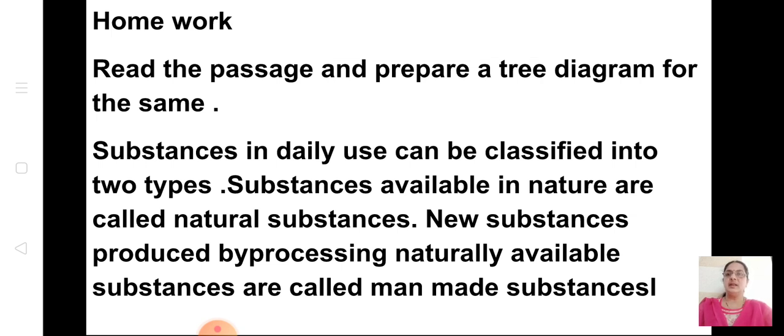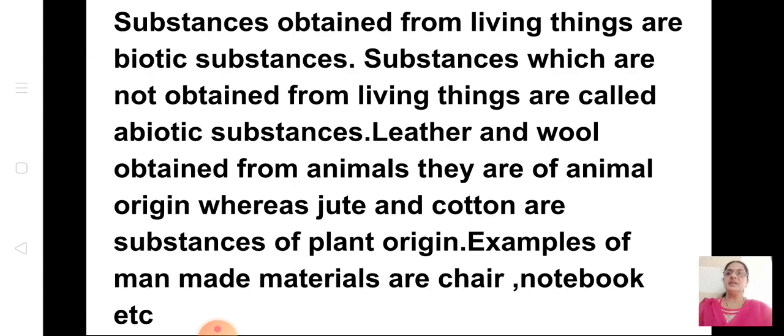Substances in daily use can be classified into 2 types. Substances available in nature are called natural substances. New substances produced by processing naturally available substances are called man-made substances. Substances obtained from living things are biotic substances. Substances which are not obtained from living things are called abiotic substances. Leather and wool obtained from animals are of animal origin, whereas jute and cotton are substances of plant origin. Examples of man-made materials are chair, notebook, etc.